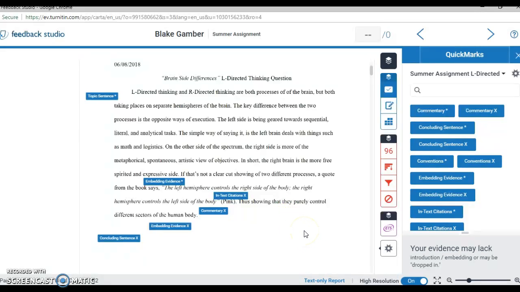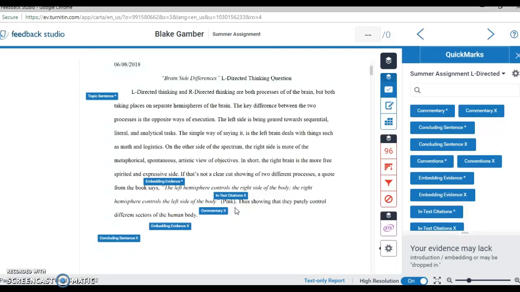Next I looked at commentary, and I mentioned you are missing some, but also I would encourage you, Blake, with the commentary you do have, to try to do a little bit more than just summarize. So for example, this quote is talking about what each hemisphere does, and then you just say this shows they control different sectors, which we already got from the quote. So I would encourage you to maybe in your commentary talk about the importance of the quote, or maybe give an additional example to develop that quote. So just do a little bit more there.